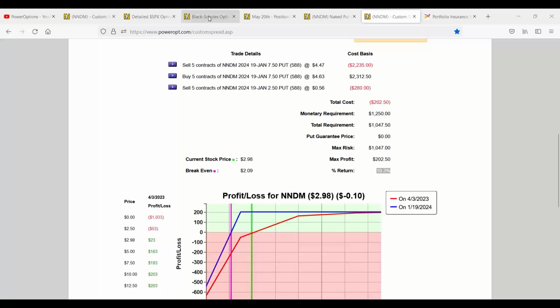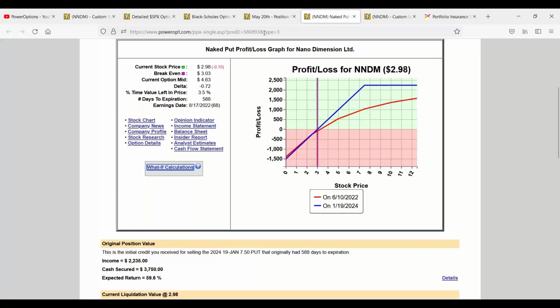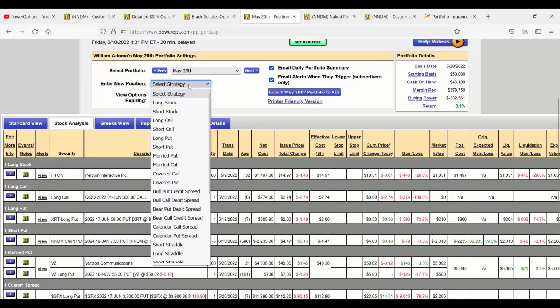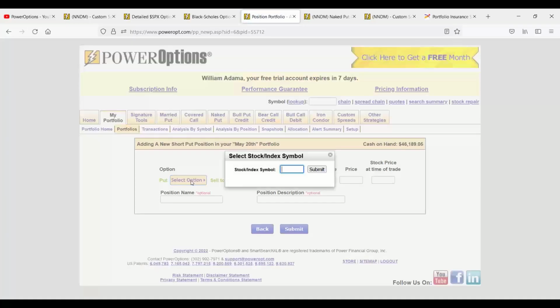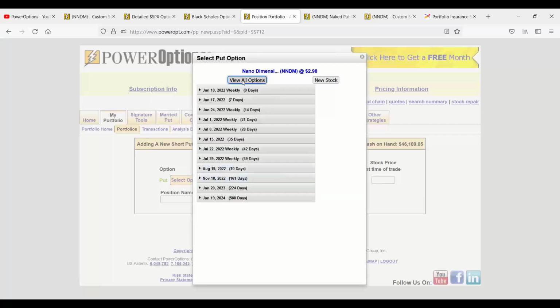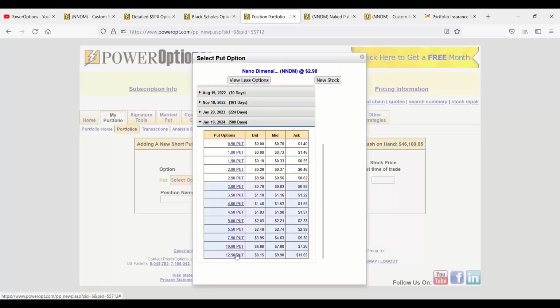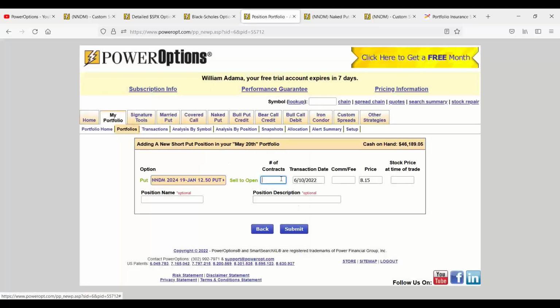There's always room for more downside, of course, but that's what we have to look at in those cases. So let's just add the bigger one in quickly. We might not see any management techniques for that. I'm sorry. So let's add another short put in. And we'll take the NNDM, and I'm going to have to see all options, of course. And the 12.5 put for 860, right?